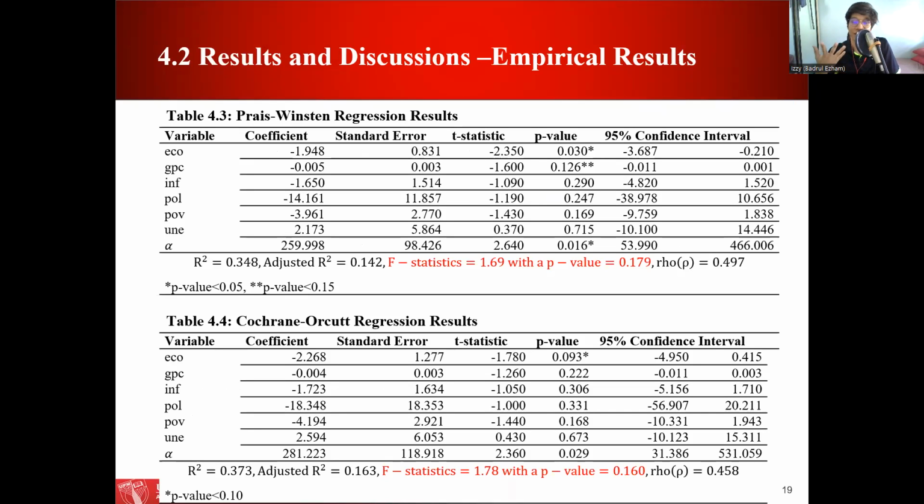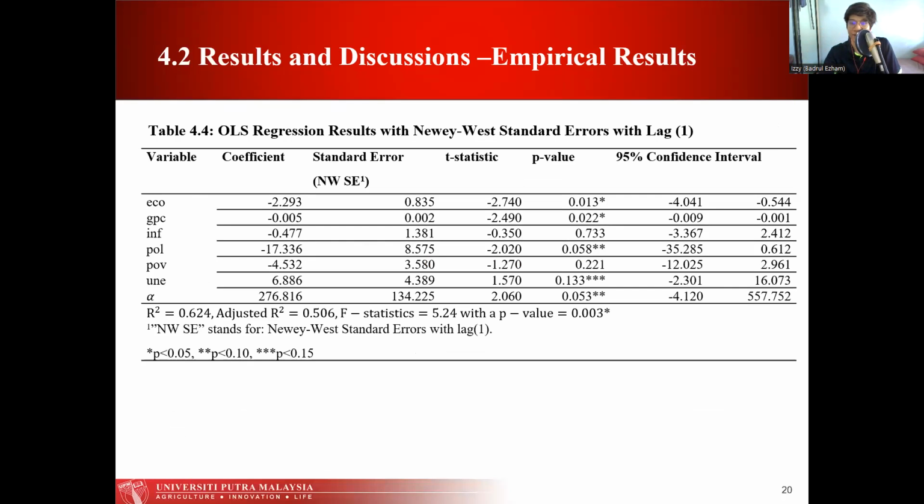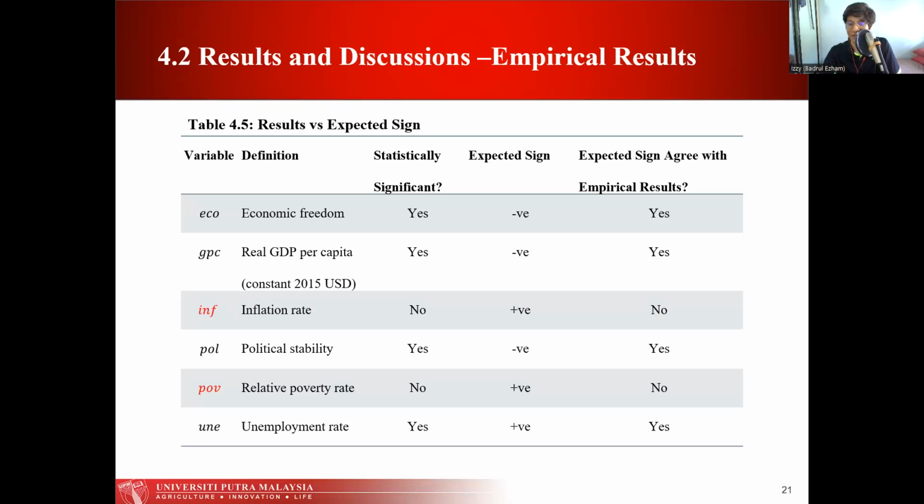Using the generalized least squares, they resulted in a very low F statistic, which leads to a very high p-value. So it shows that the independent variables, if joined together using this GLS method, prove to be statistically insignificant. So this model is not statistically significant. So we have to use the Newey-West errors, and we found that 4 out of 6 independent variables are statistically significant.